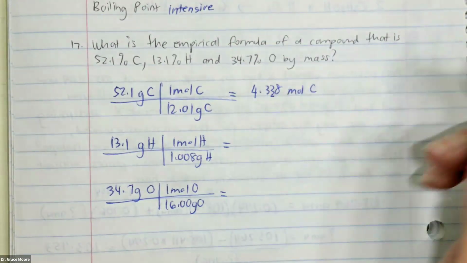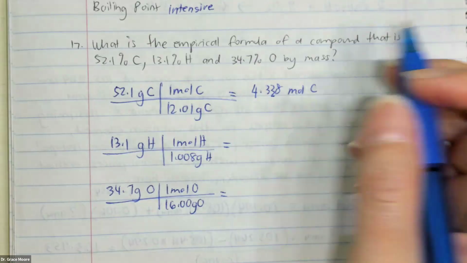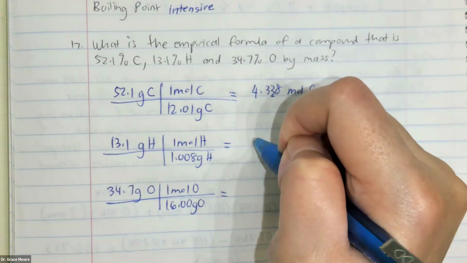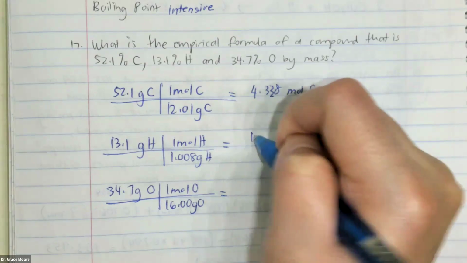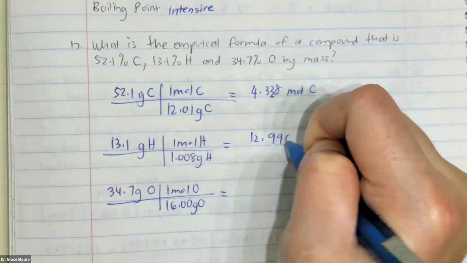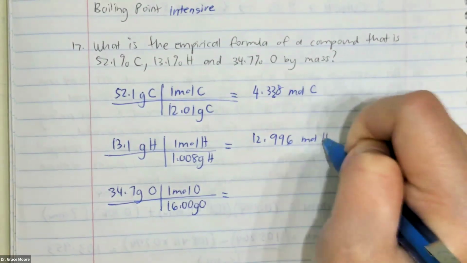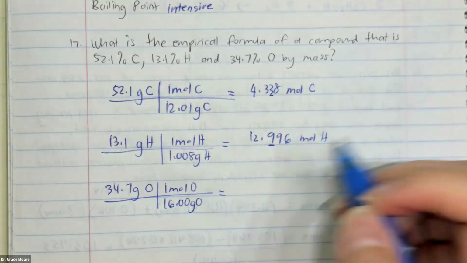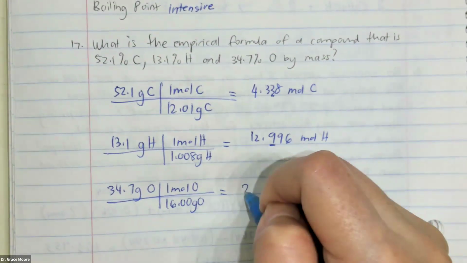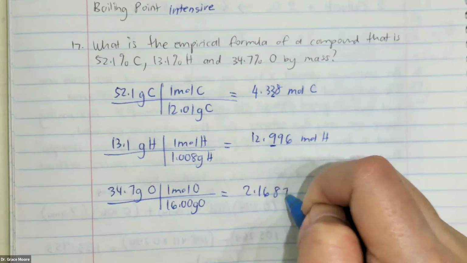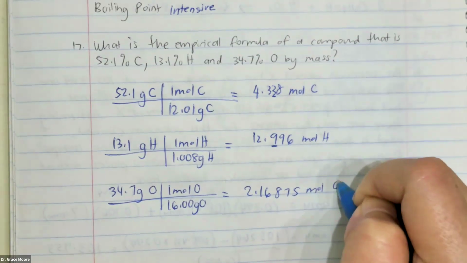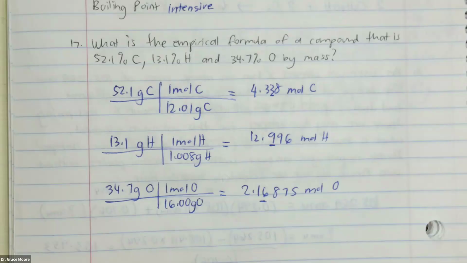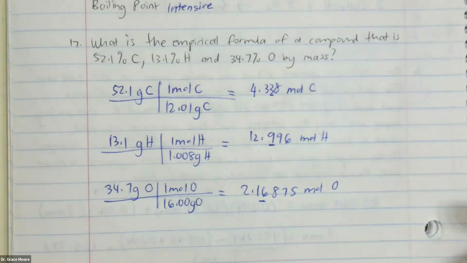So 4.33, so 4.34 technically. And then for hydrogen, you will get 12.996. Obviously, we stopped at the third one. And then 2.16875. So really, we keep the 3 sig figs here.